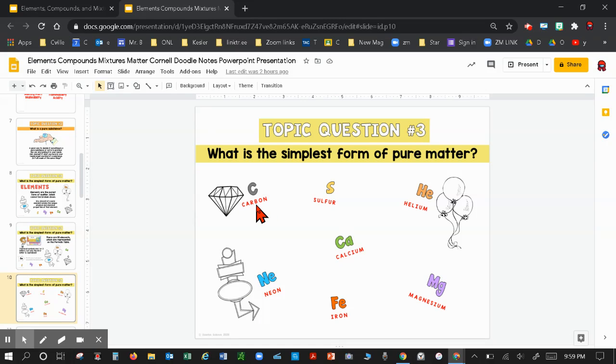C-A-R-B-O-N. Carbon. Carbon makes coal. Also, when carbon gets crushed over time, it can form beautiful substances like diamonds.